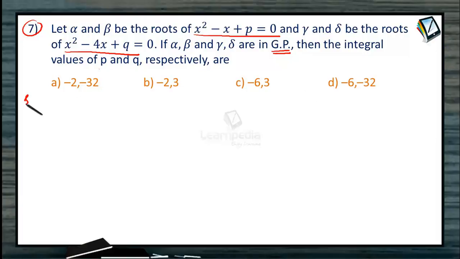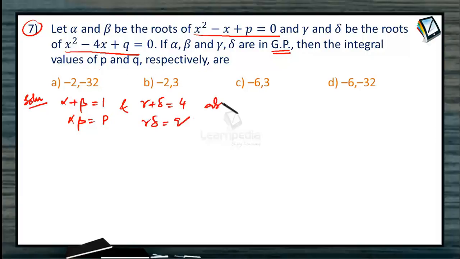Let us proceed in this way. If alpha, beta are the roots of the first equation and gamma, delta are roots of the second, the sum of the roots of the first equation is −b/a, that is 1, and the product of the roots is c/a, that is p. For the second equation, gamma plus delta equals 4 and gamma delta equals q. Also, alpha, beta, gamma, delta are in geometric progression.